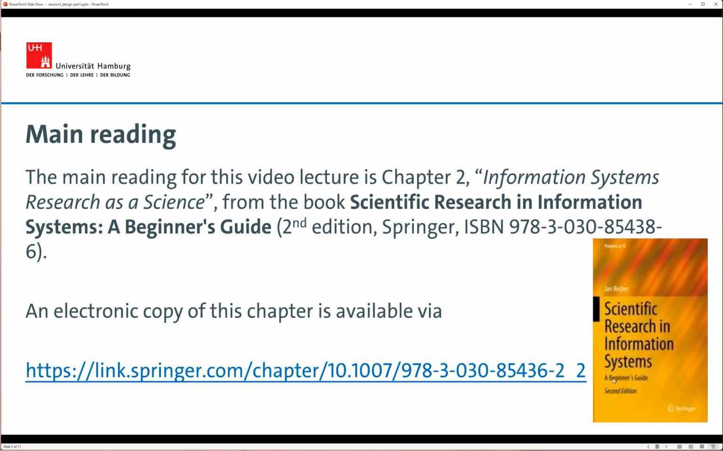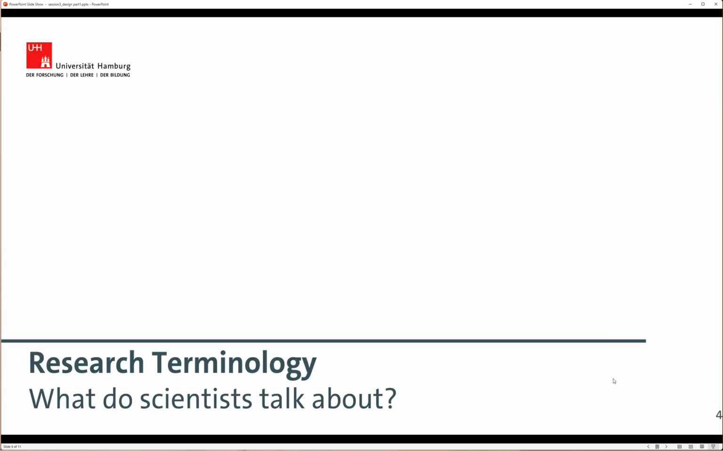The main reading for this video lecture is Chapter 2 from the book Scientific Research in Information Systems, a Beginner's Guide in its second edition from 2021. In particular, Chapter 2, Information Systems Research, is assigned. This book is available as a hard copy, soft copy, audiobook, ebook, as well as electronic PDFs, and a link to the chapter is provided below. It is usually available via library provision through the academic institution that you're at.